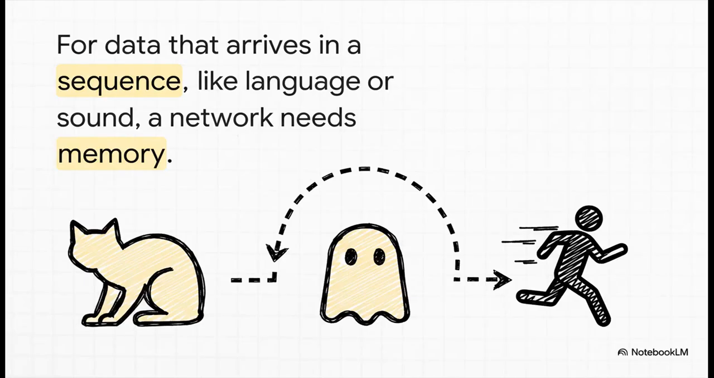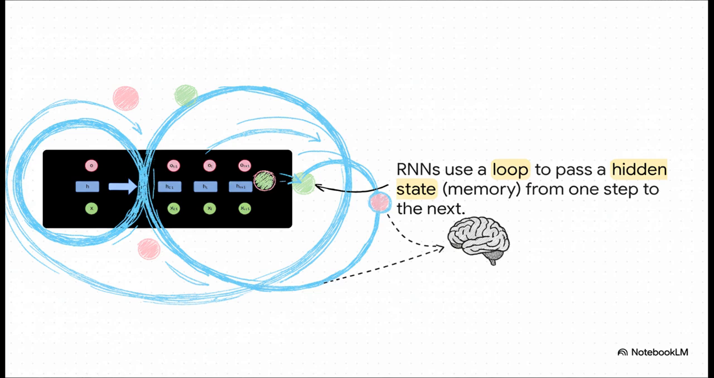Okay, so CNNs are the champs for spatial data. But what about things that happen over time, or in a sequence? Take the sentence, "The cat, which was scared, ran away." The action ran refers to the cat, not the word scared right next to it. To get that, you need a network that can remember what it saw a few words ago. And that is the job of our next specialist, the recurrent neural network, or RNN.